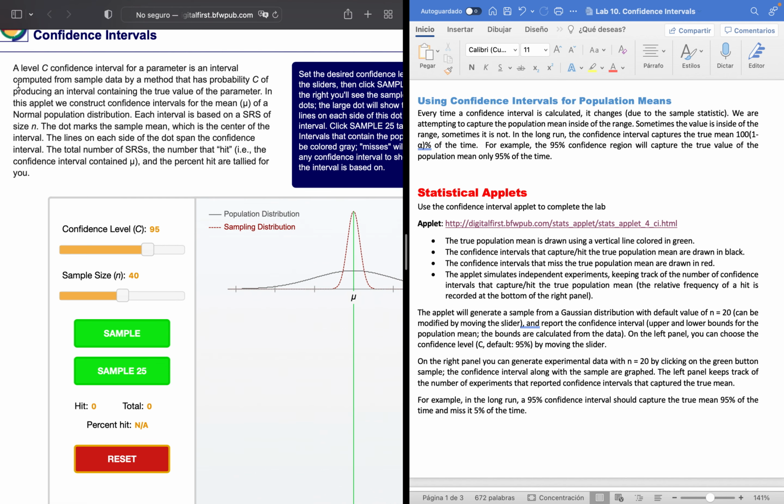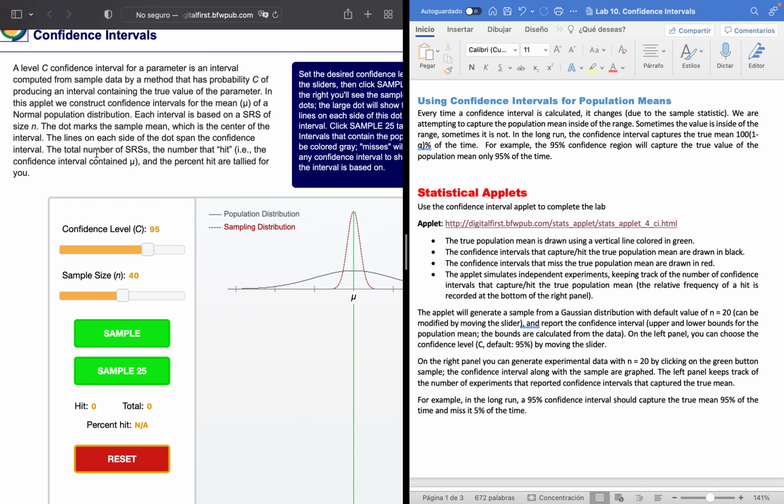So it says here, a level C confidence interval for a parameter is an interval computed from sample data by a method that has probability C of producing an interval containing the true value of the parameter. In this applet, we construct confidence intervals for the mean of a normal population distribution. Each interval is based on a simple random sample of size n.